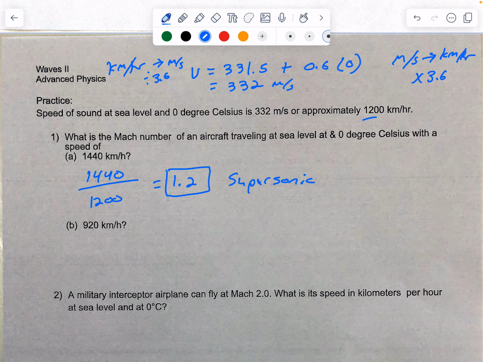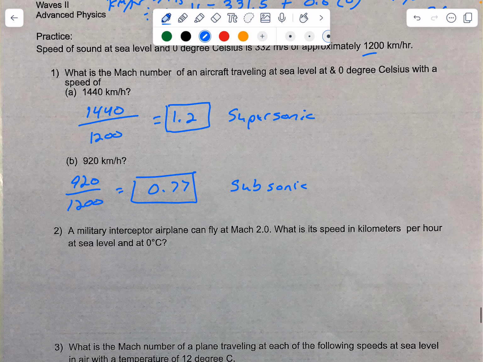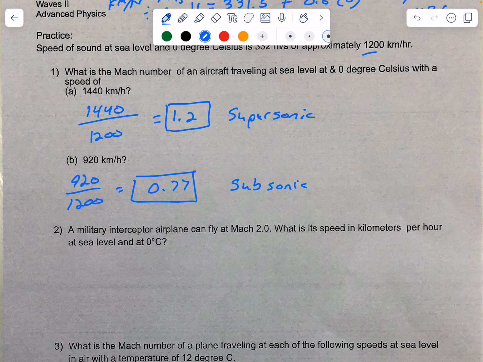So in this next part, 920 divided by 1,200 gives me 0.77. So this would be below Mach 1, so it's not traveling as fast as the speed of sound, so this would be called subsonic. Now, a military interceptor plane can fly at Mach 2. What is the speed in kilometers per hour at sea level and at 0 degrees Celsius? At Mach 1, we know that it is about 1,200 kilometers per hour. So for Mach 2, all you've got to do is 2 times 1,200. That means the plane is going about 2,400 kilometers per hour.